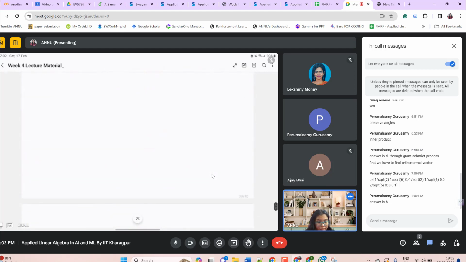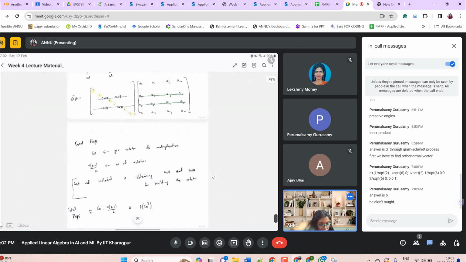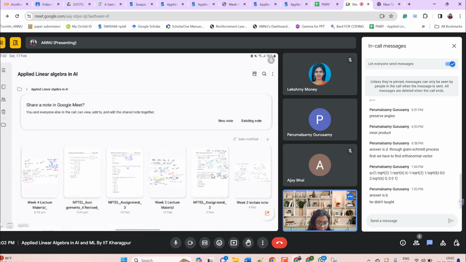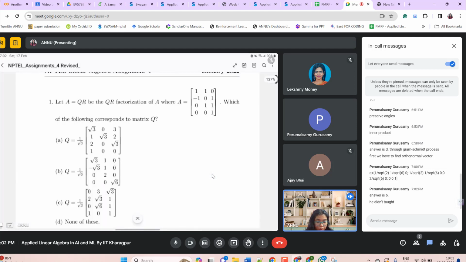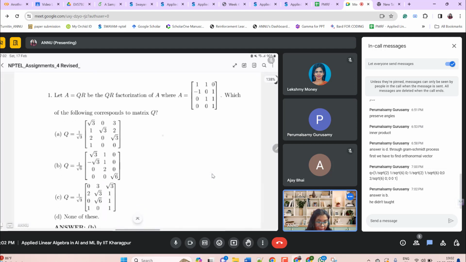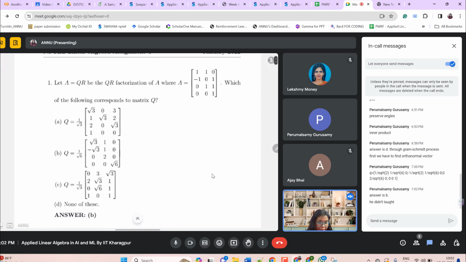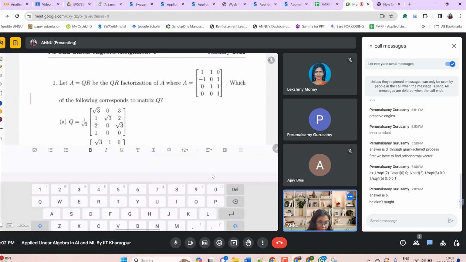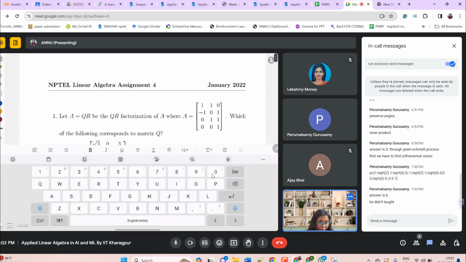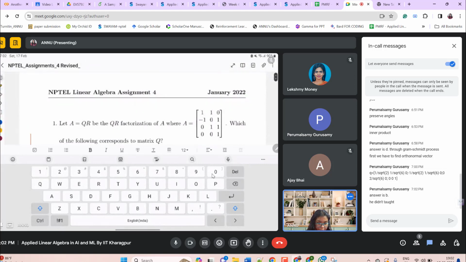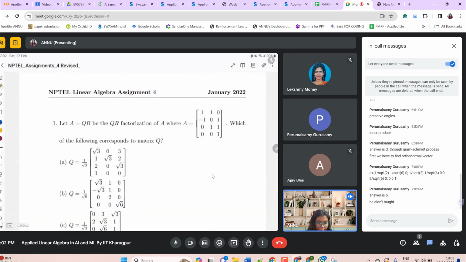How did you calculate it? He didn't teach, right? Yeah, yeah, yeah. That's what I was waiting. It's okay. So one of the ways, Gram-Schmidt, I think I'll deal this question in the next class, because then I'll teach you first how Gram-Schmidt works. This is from the week. It should be in the week 5.